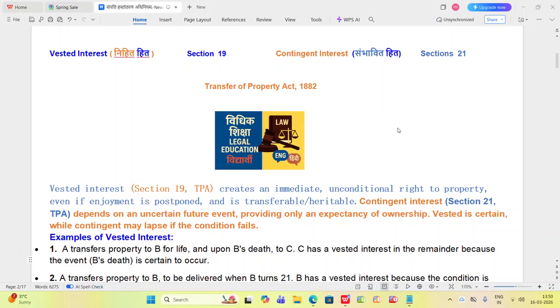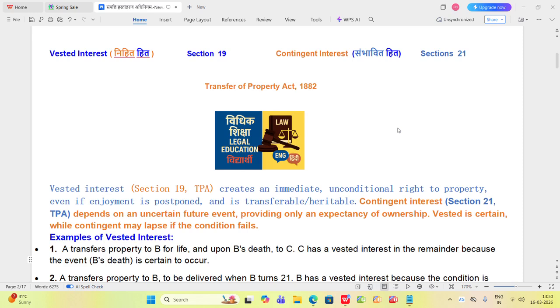Let us discuss vested interest and contingent interest. So friends, what is vested interest? हिंदी में इसको निहित हित कहते हैं, मतलब जिसमें निहित संबंधित निहित है उसका अंतर्गत हित है, that is vested interest. Contingent interest is that interest which is incidental, संभावित है, हो सकता है नहीं भी हो सकता है, that is contingent interest. It comes under section 21 and vested interest comes under section 19.